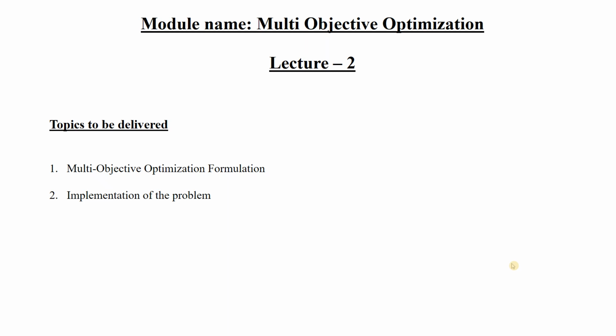That means there are conflicts between the different objectives. Whenever you are dealing with multi-objective, you are optimizing a problem. Optimizing means you are finding the best solution, the optimum solution for a particular problem, and the problem has more than one objective function. So for example, we have considered an example.